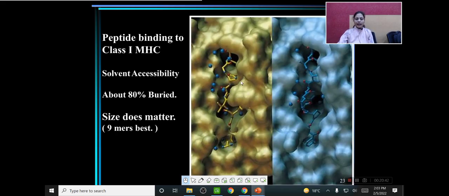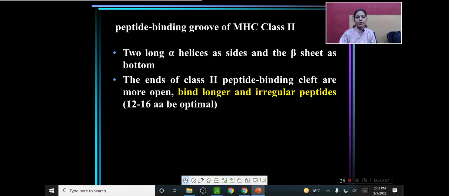Peptide binding to class 1 MHC. Solvent accessibility is about 80% buried. Size does matter, like 9-mer is best.